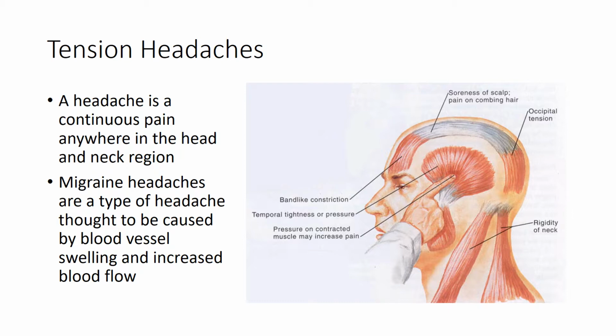Tension headaches are an intense form of a regular headache. A headache is just a continuous pain anywhere in the head and neck region. But a migraine headache is a type of headache that's thought to be caused by blood vessel swelling and increased blood flow. And stress does have an impact on it based on research.